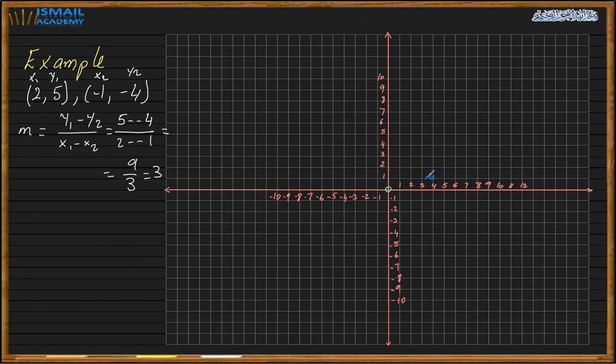So let me see if the line will be ascent from left to right. Let me draw those points in my coordinate plane. This is 2, 5. And minus 1, minus 4 is here. I have my 2 points, so I just need to connect those points. And as you see, when you draw the line connecting those 2 points, it is an ascending slant line. Let's try for the descending.